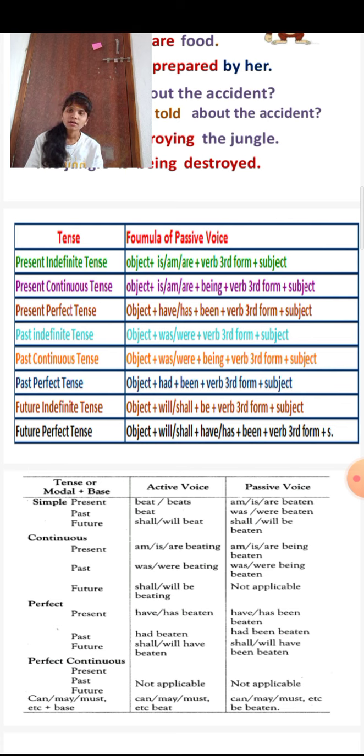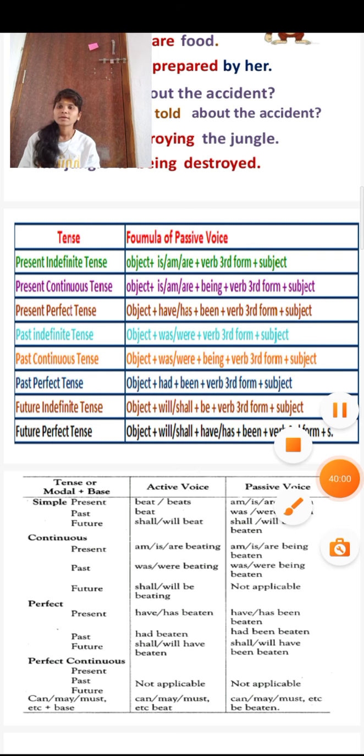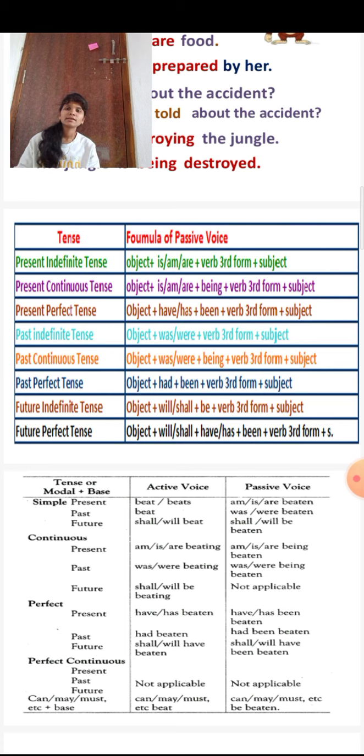And she is waiting for Rima. Rima is being awaited by her. So these are the examples. And next, present perfect tense. Examples for present perfect tense. In the active statement of present perfect tense: has he done the work? Passive: has the work been done by him?